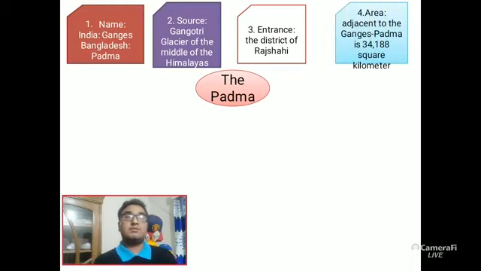Then you will write down about the area of the river Padma. Here the area, that means adjacent to the Ganges Padma, is 34,188 square kilometers. So this is another important information regarding the river Padma, and you must write down this information in your answer script.